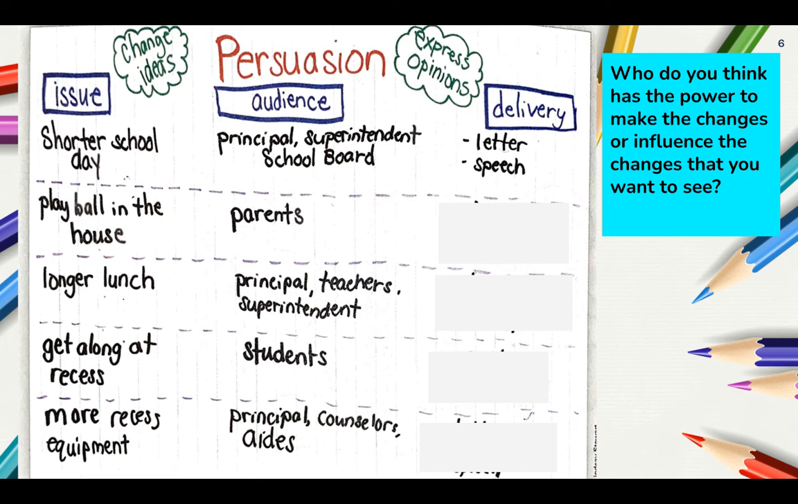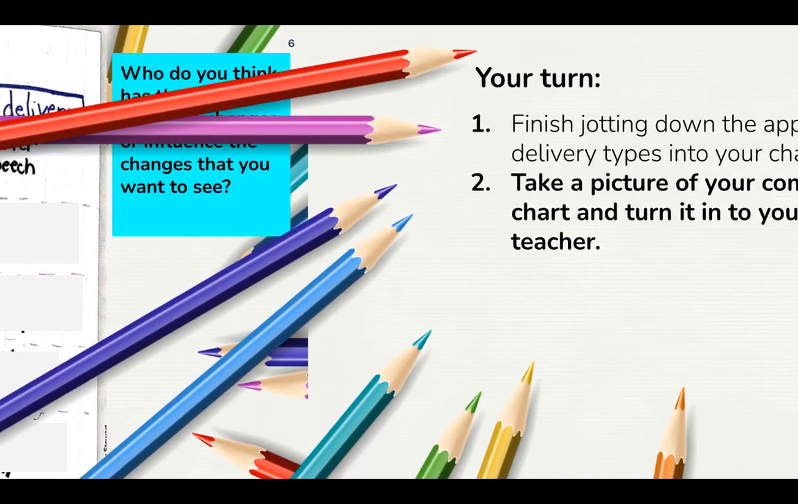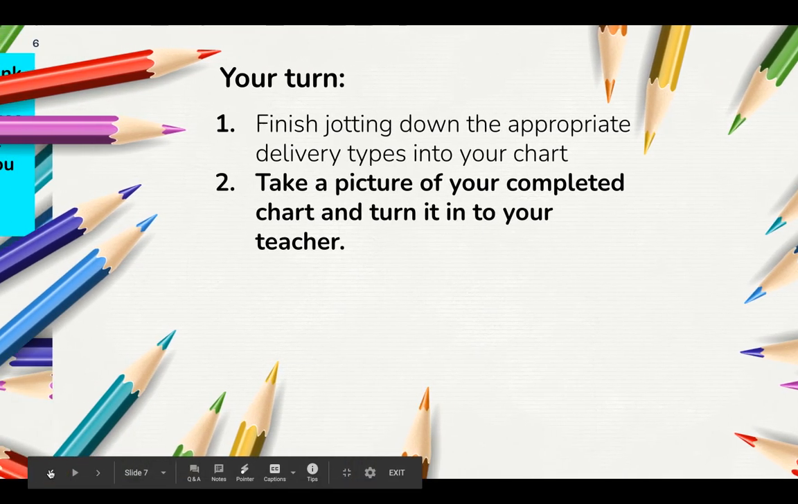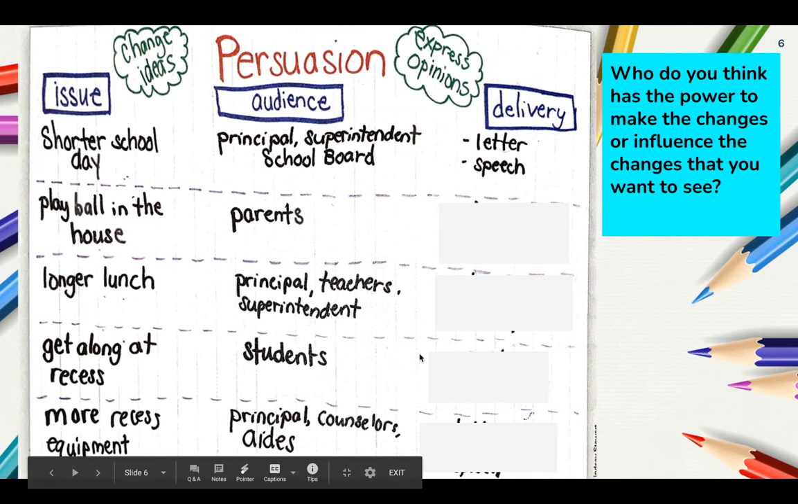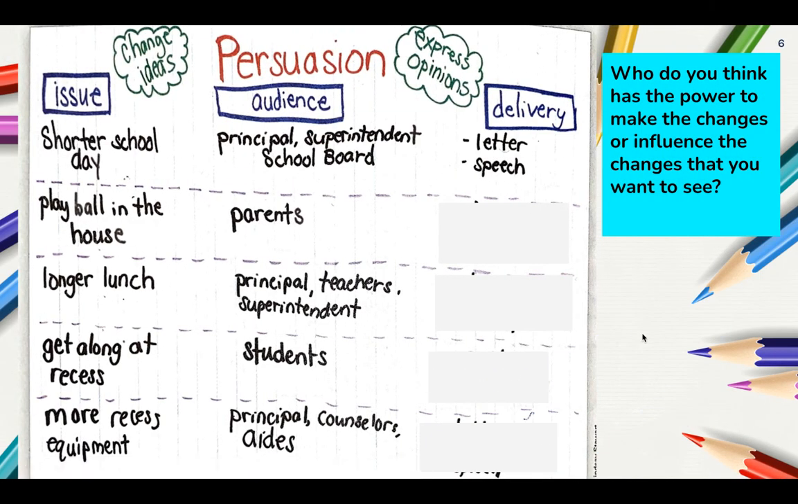Well, I believe the best way to deliver to my audience, to persuade them to make a shorter school day, would be to write a letter to the principal, the superintendent, and the school board, or write a speech and deliver a speech to them. What kind of writing do you think you'll make for each one of your issues?